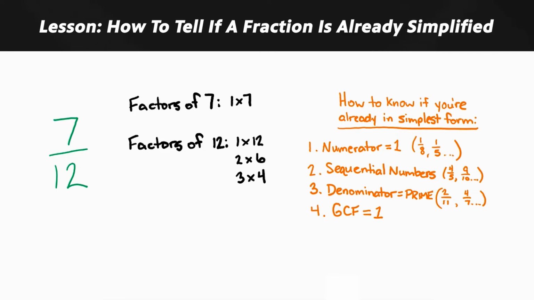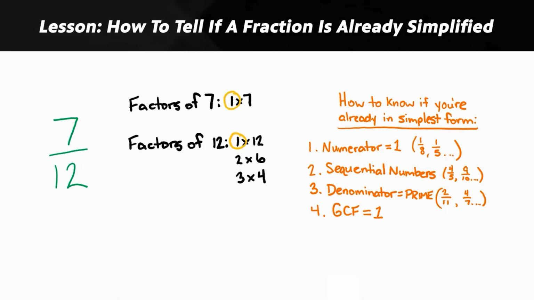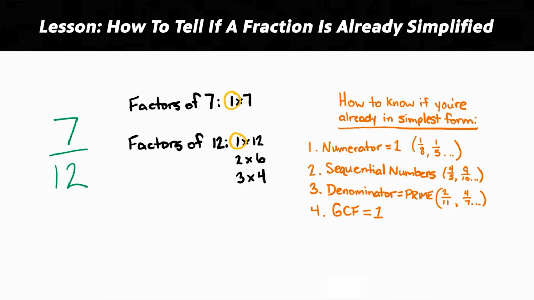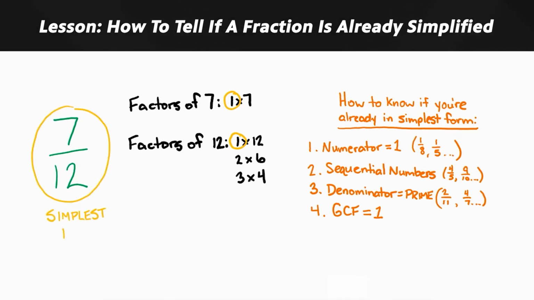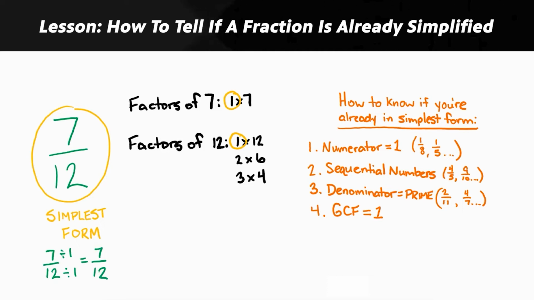Now let's compare these lists. What is the largest number that appears in both lists? Well, just 1, right? There are no numbers that are in both lists besides that. So, since the greatest common factor is 1, that means 7/12 is already in simplest form. Again, you could divide each side by 1, but it wouldn't change the numbers. You'd still end up with 7/12.